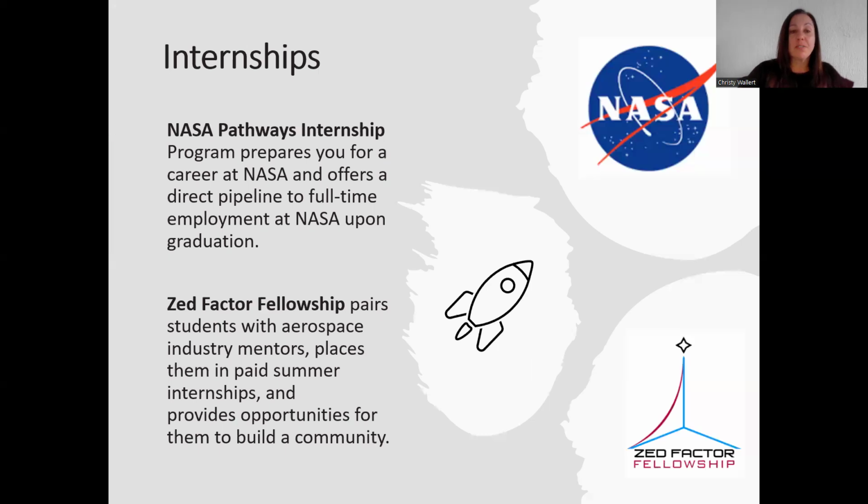The first is NASA Pathways, which is an internship program at one of the NASA centers. This provides a direct pipeline to full-time employment. And what we do at Front Range is prepare you for this Pathways internship as well as the full-time employment. So getting involved with Space Grant Consortium is an excellent way to get into this internship.